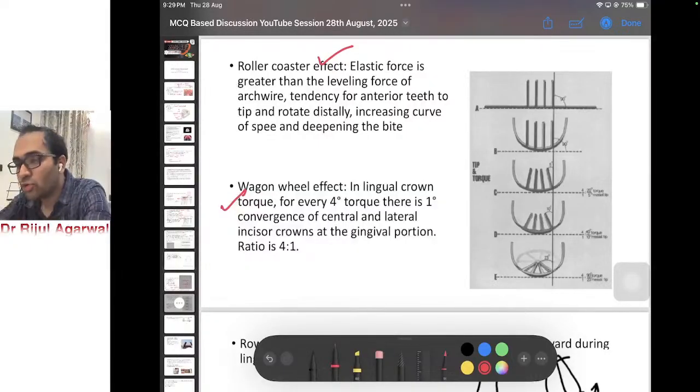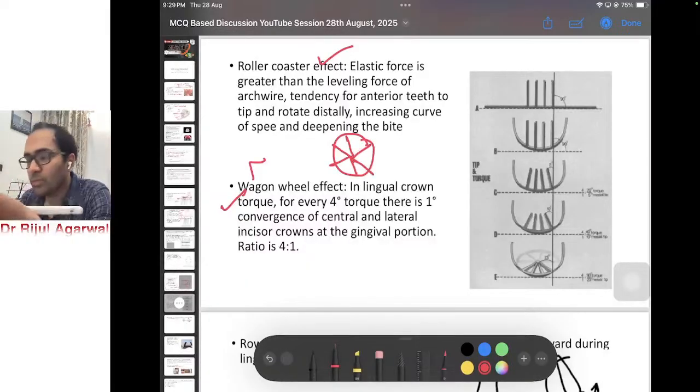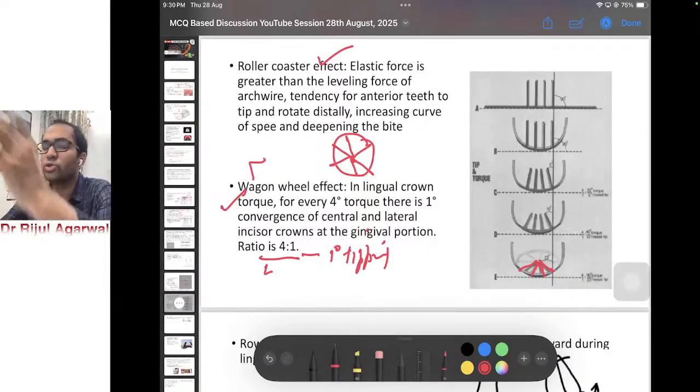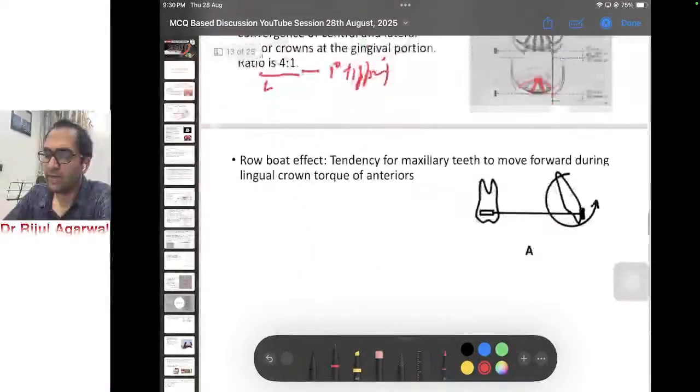So like the spokes of the wagon wheel, if anyone would have seen a bullock cart, it has a wheel. So the wooden wheels like this. The incisor roots tend to converge like this, like the spokes of the wagon wheel. Okay, so the ratio is 4:1. That is, for 4-degree torque, there is 1 degree tipping. So for every 4-degree torque expression, 1 degree tipping of the roots occurs, known as a wagon wheel effect.